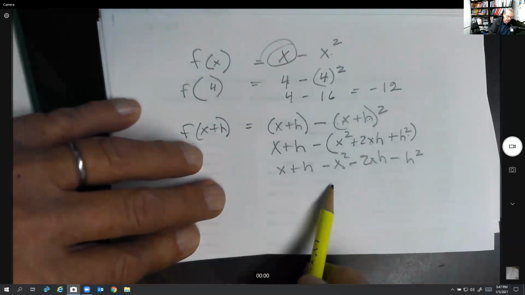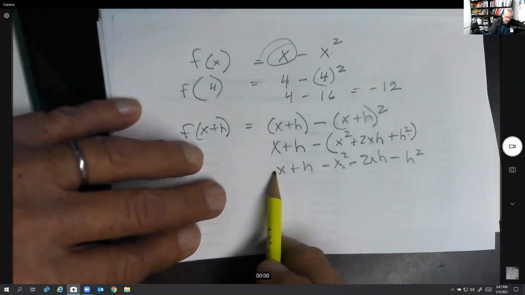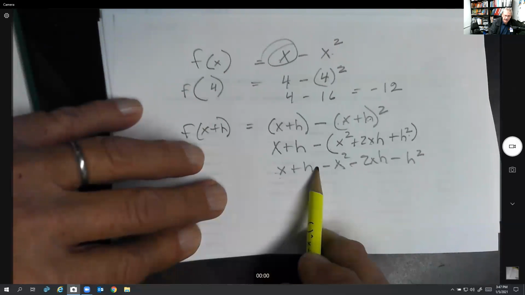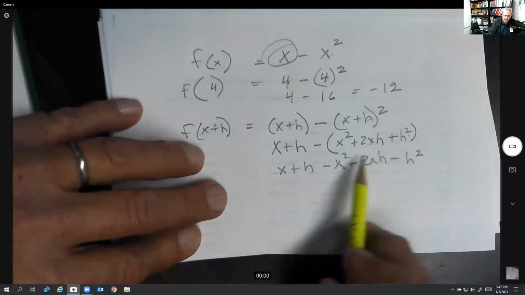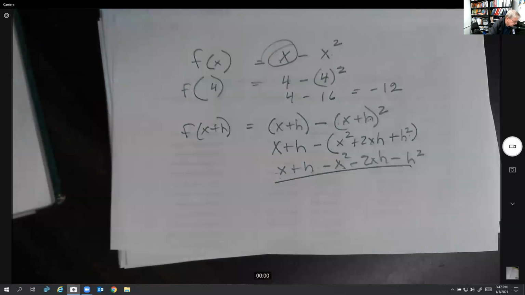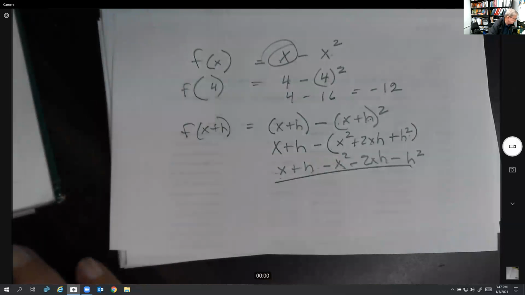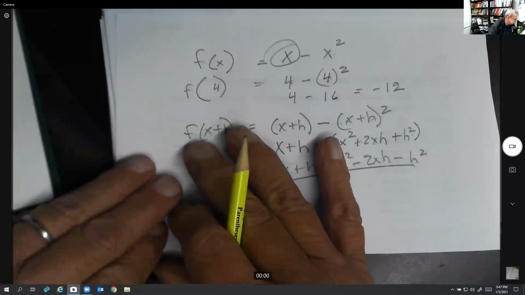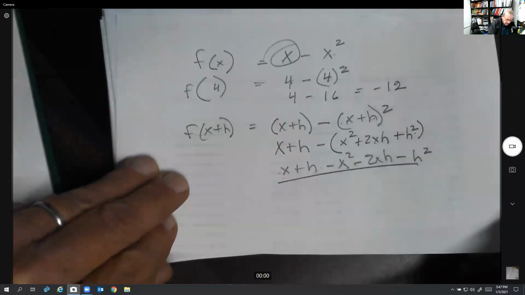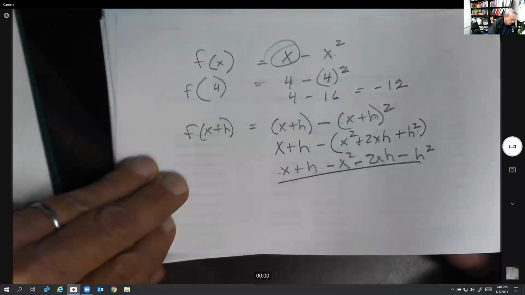Are these like terms? Can I combine the x squared with the x? No, they have to be identical. What about this h with the xh? No. This is your answer right here. So, not a very pretty answer, huh? But at least we got an answer. Okay. Let's see, we'll make sure we got it right. Just going to double check it, yeah. Okay, now we're going to take that same problem.